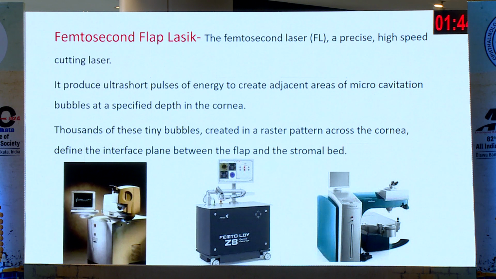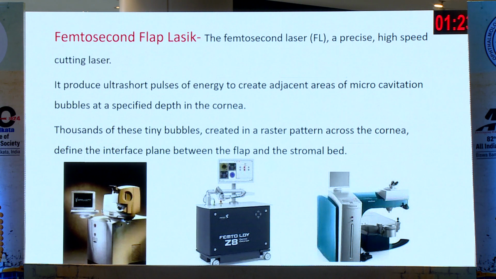These femto systems are very advanced, and the best part with the femto system is that you can decide the thickness. With microkeratome, the accuracy of flap thickness is not very good. There is a variation of 10 to 20 micron in almost each case, but with the femto there is no variation. If you decide for 110, it will be 110 only in the post-op patient.